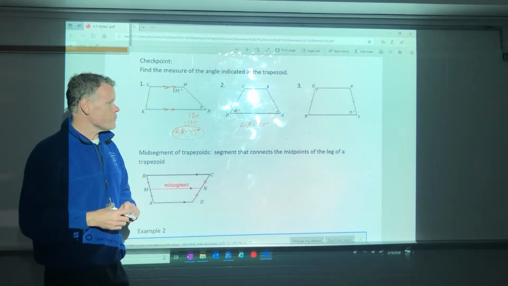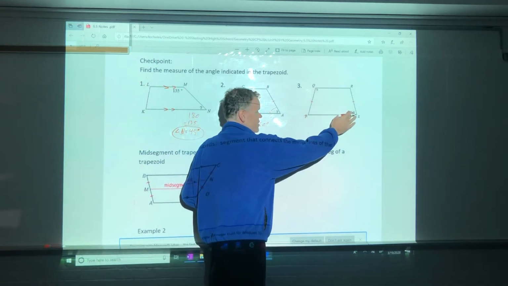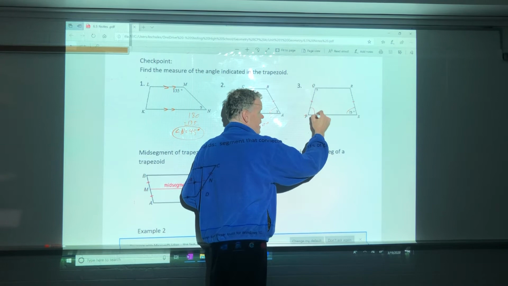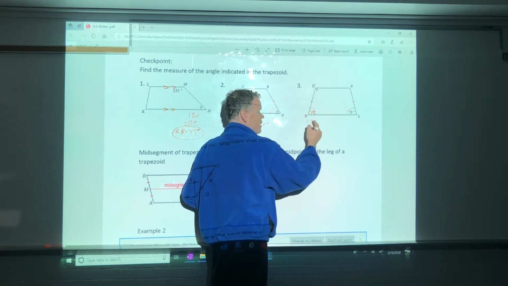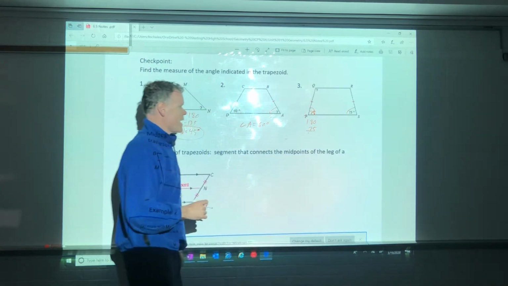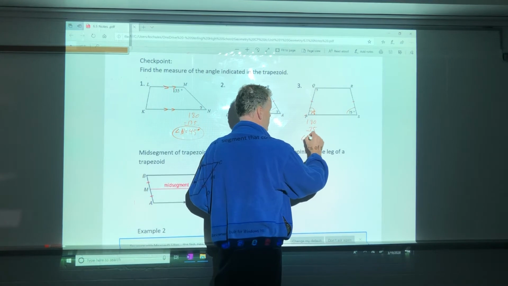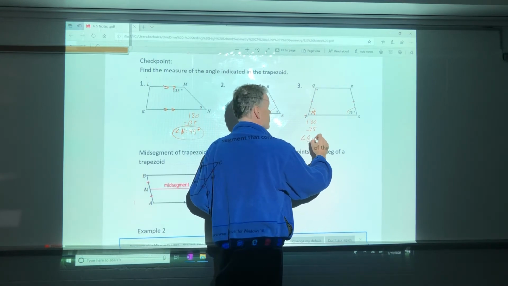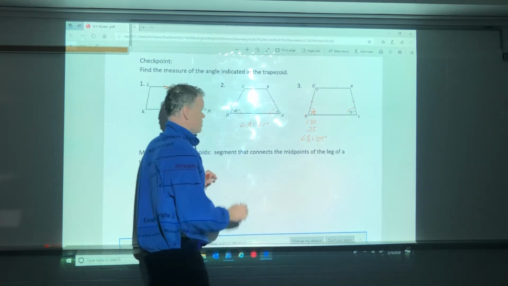Okay? We see another isosceles trapezoid. We see this at 75 degrees. Again, base angles are congruent. Once we get one of these angles, we know both of them have to add up to 180. So we just take 75 away from the 180, and we're going to get angle Q equal to 105 degrees.